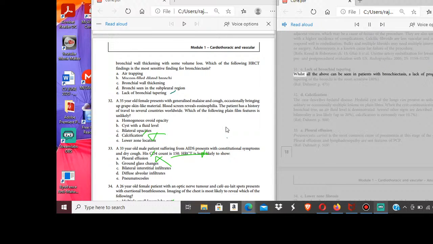31. E. Lack of bronchial tapering. Whilst all the above can be seen in patients with bronchiectasis, a lack of progressive tapering of the bronchi is the most sensitive, 80%. Ref. Dähnert P. 407.